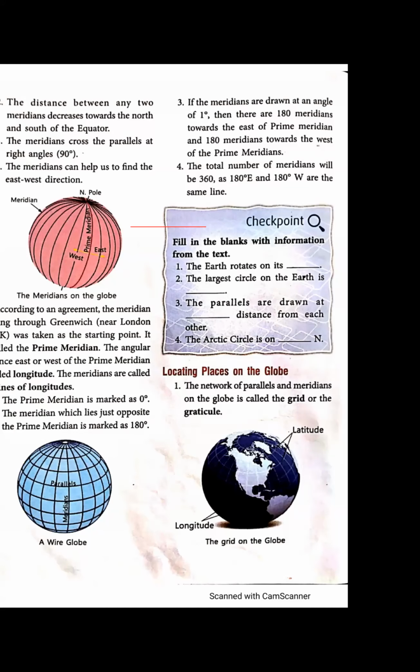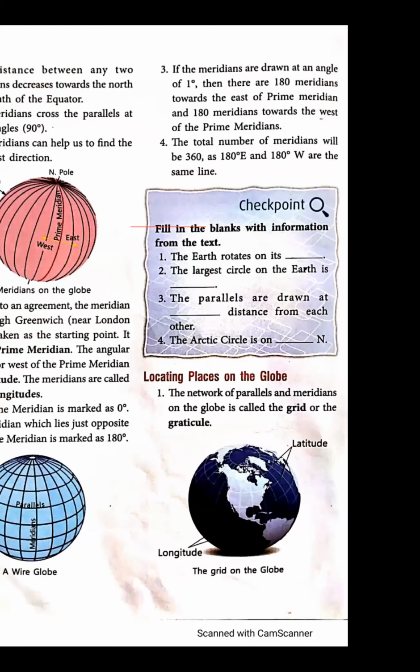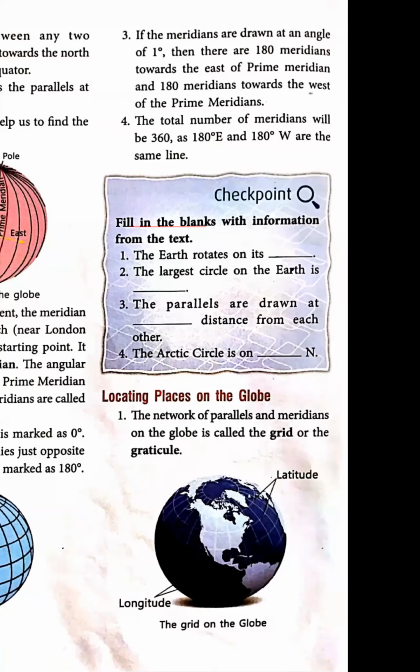Next, third one. The parallels are drawn at blank distance from each other. Yes, Sirat? Equal. Very nice.